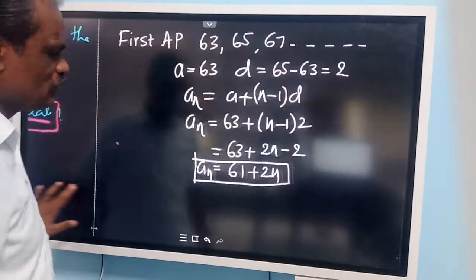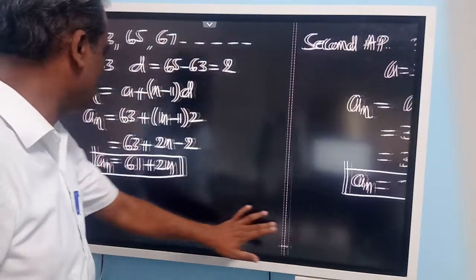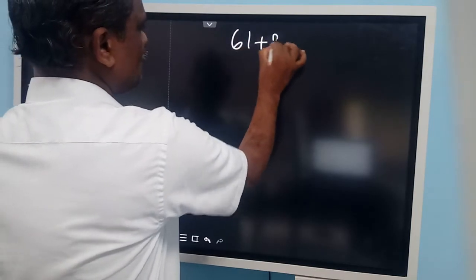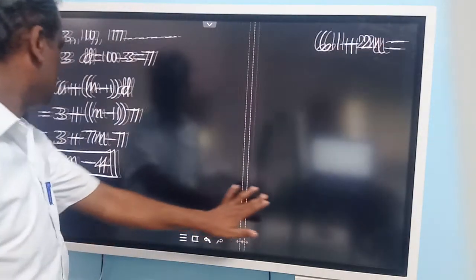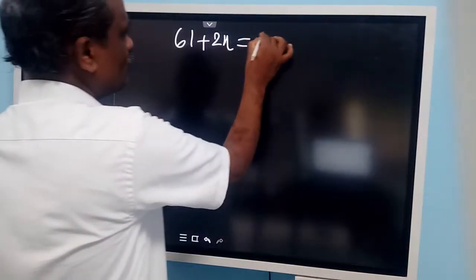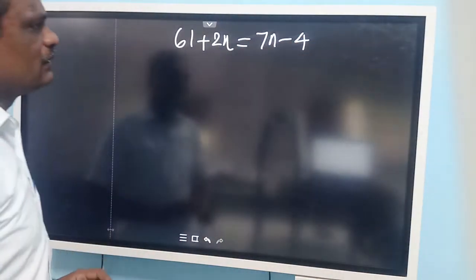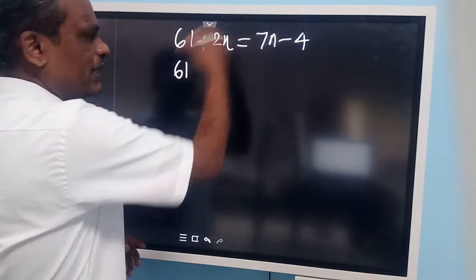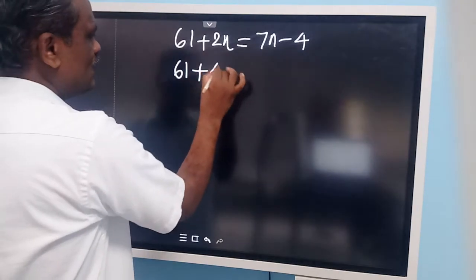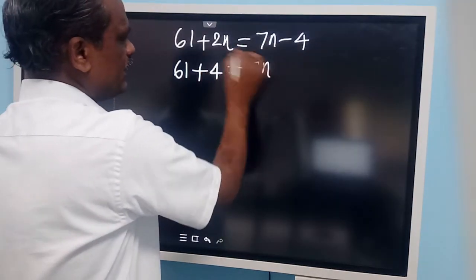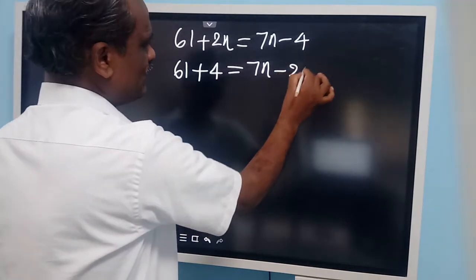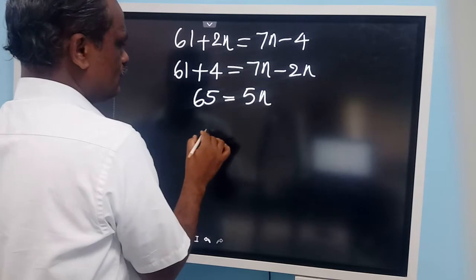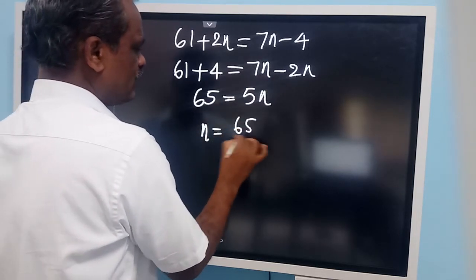So let us equate these two terms now. The nth term of the first, 61 plus 2n, is equal to the nth term of the second AP, 7n minus 4. Now you can transfer the variables to one side and the numericals to the other side. 61 plus 4 (transferring 4 to the left side it becomes plus 4), and transferring 2n to the right side it becomes minus 2n. So 65 is equal to 5n. So n is equal to 65 divided by 5.